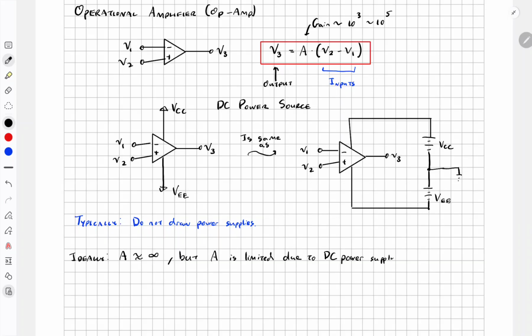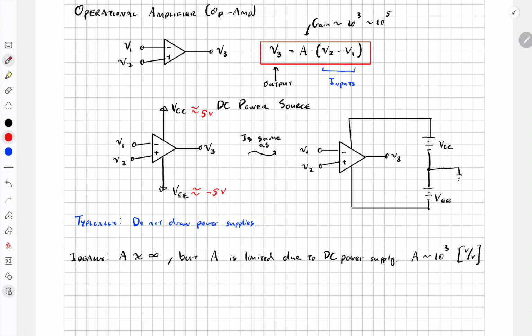So what kind of value can we expect for A? We can expect A to be somewhere around 10 to the third. Now, the units are volts over volts. It's a unitless, dimensionless value. What are typical VCC and VEE values? VCC is typically around 5 volts. VEE is typically around negative 5 volts. So you can expect it to be somewhere around this range.